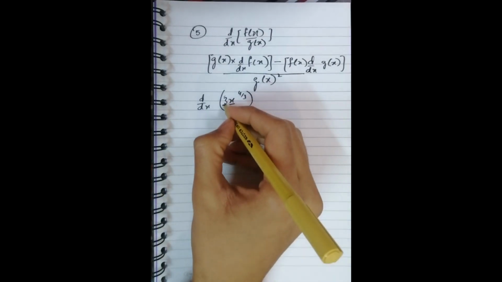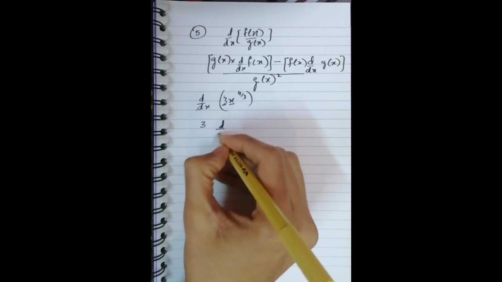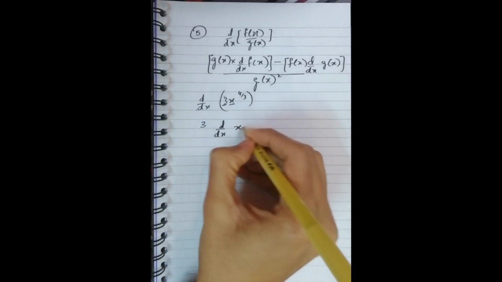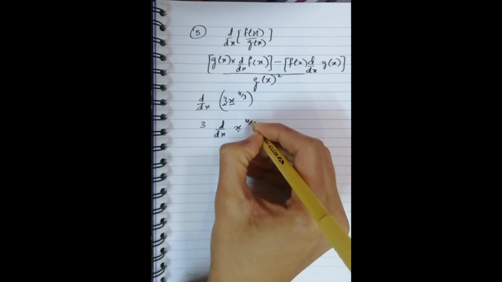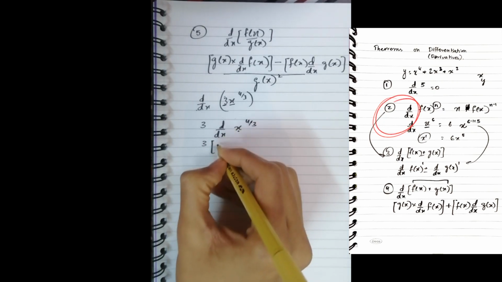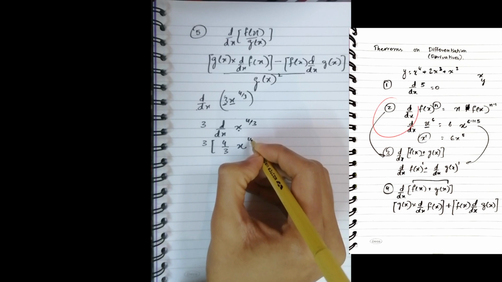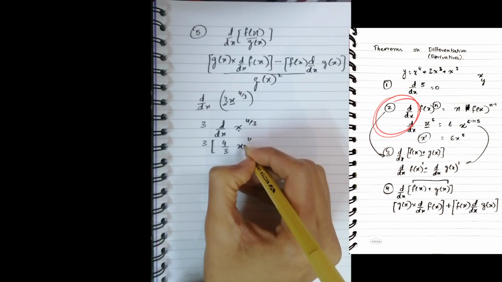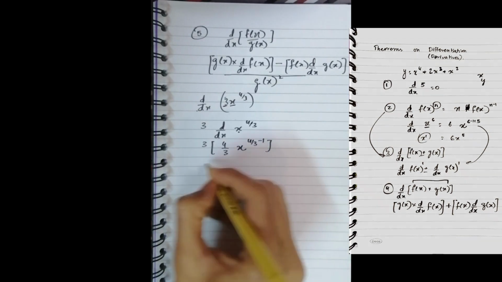So what can I do? First of all, I have to separate this 3. Now the derivative of x power 4 by 3. Now I am having a function that is having an exponent. So how can I solve? 3 becomes as it is. First of all, the power, then the function stays the function, and the exponent of that function is subtracted by 1.